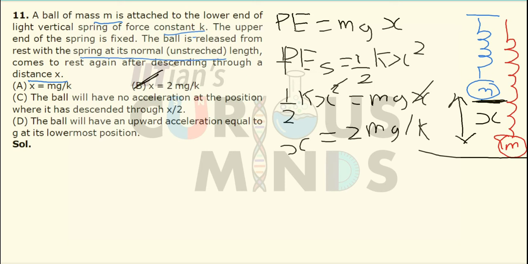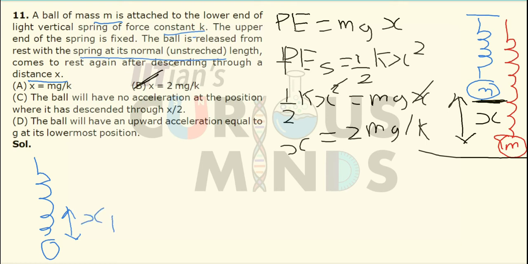The second thing they have given is the ball will have no acceleration at the position where it has descended through a distance x. Now what happens whenever a spring is stretched? I will solve this part over here. Let us say it is stretched by a certain amount, let us say x1.